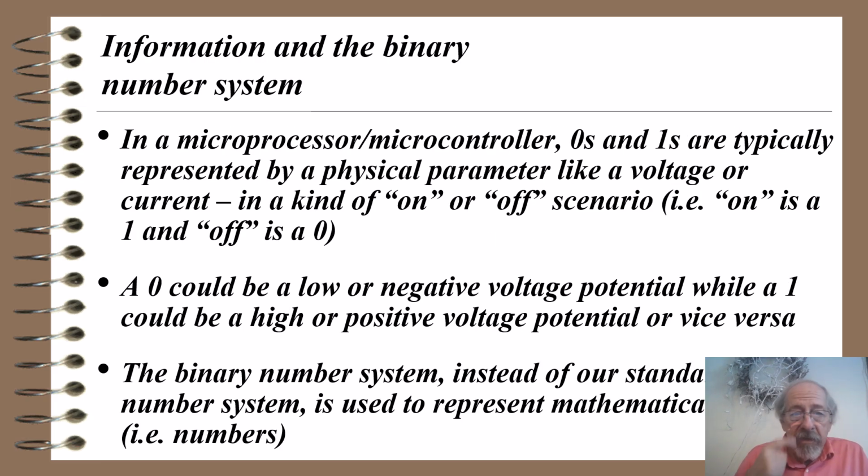So the title of this slide is Information and Binary Number Systems. In a microprocessor / microcontroller, zeros and ones are typically represented by a physical parameter like a voltage or current, in a kind of on or off scenario. That is, on is a 1, off is a 0. A 0 could be a low or negative voltage potential, while 1 could be a high or positive voltage potential, or vice versa. The binary number system, instead of our standard decimal number system, is used to represent mathematical values, that is, numbers.